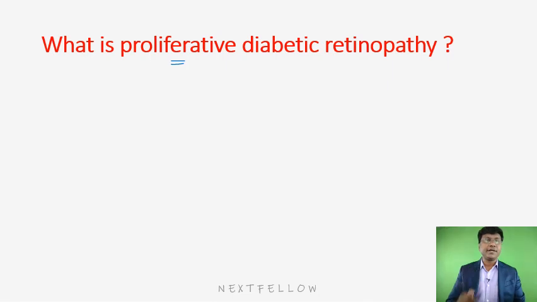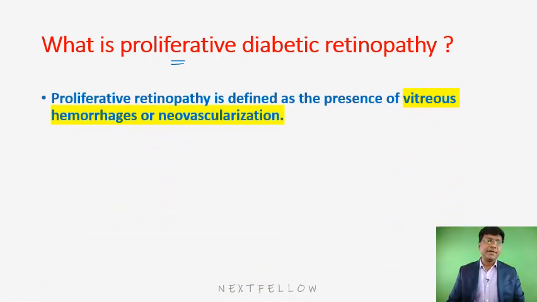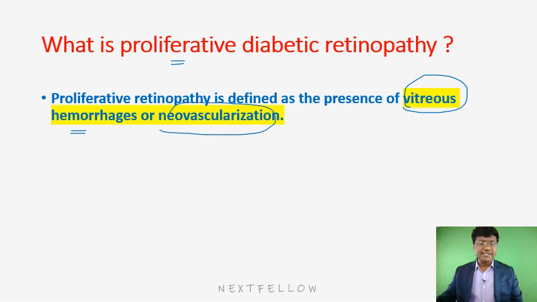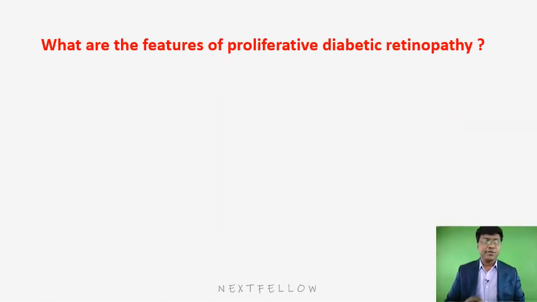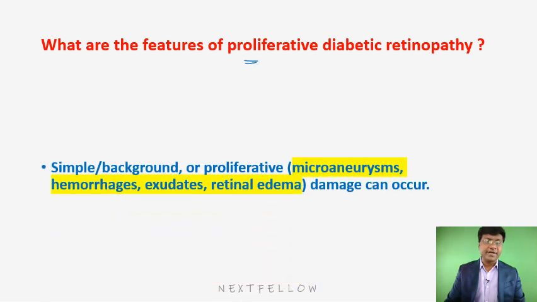What is proliferative diabetic retinopathy? Proliferative diabetic retinopathy is defined as the presence of vitreous hemorrhages or neovascularization. Neovascularization is new vessel formation. So that will be the feature of proliferative diabetic retinopathy. Next, what are the additional features of proliferative diabetic retinopathy?